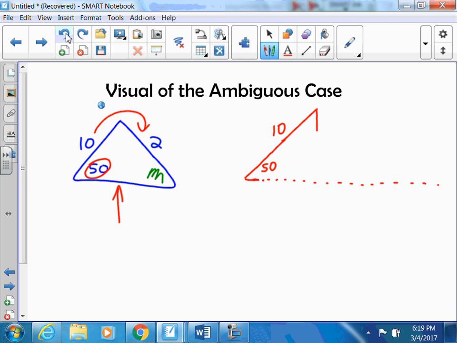So what do you see? If this is 2, that's 10, 50 degrees. It won't reach. It won't reach down here. It's too far. So this can't be a triangle. It's impossible. And that's why it doesn't work.